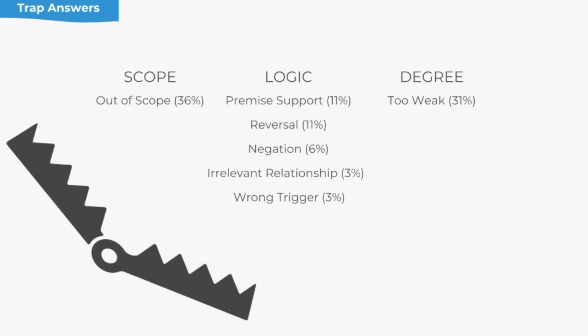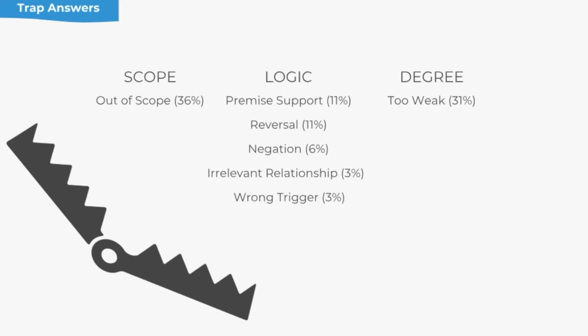Negations are a different way in which you can restate the relationship in a slightly wrong way. So reversals simply take the relationship and change the direction, whereas negations simply keep the terms on the same side but negate them. They're very similar mistakes, and 6% of wrong answers are wrong on sufficient assumption questions because they're negating the relationship. 3% of answers are wrong because they're irrelevant relationships, and another 3% are wrong because they're using the wrong trigger, maybe even the wrong outcome. Right? Those are a little less common.